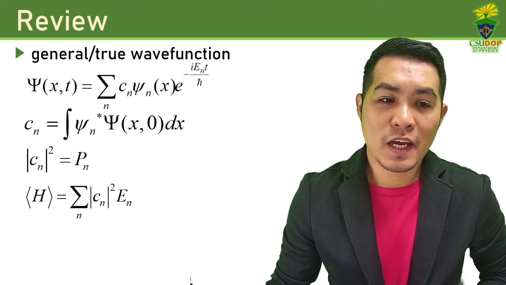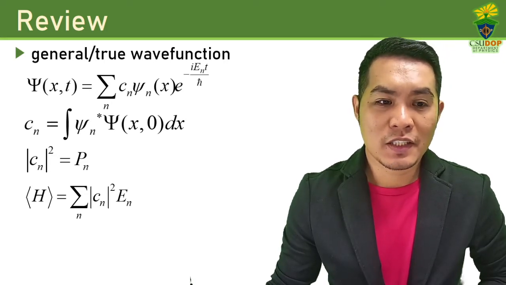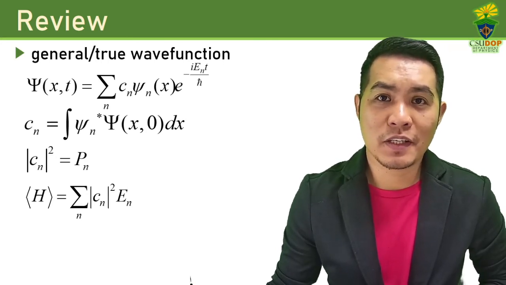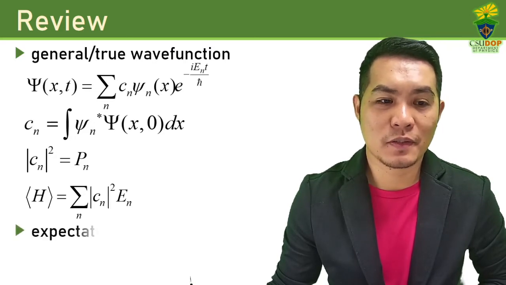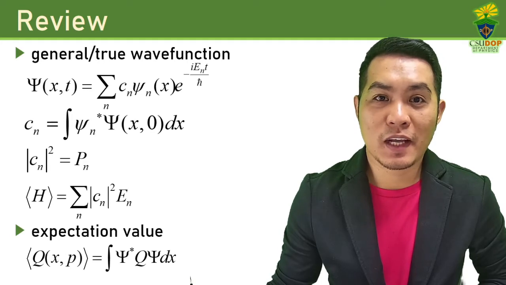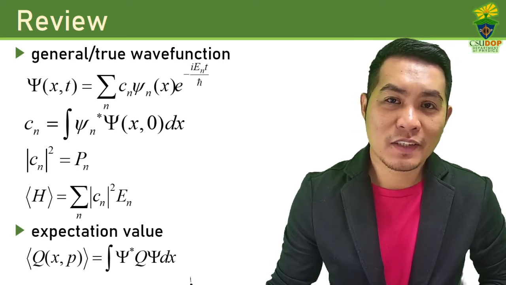And the average energy of a particle is basically just the weighted mean of all the possible energy values. And we will still use the expectation value formula, where if you want to find the expectation value of a physical quantity Q, we just sandwich it between the psi star and psi.